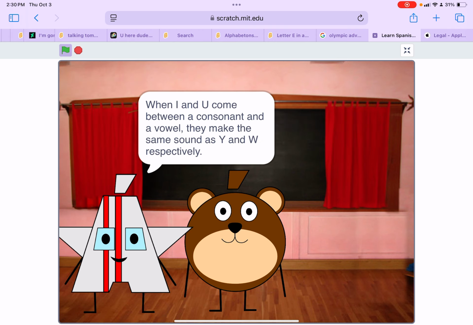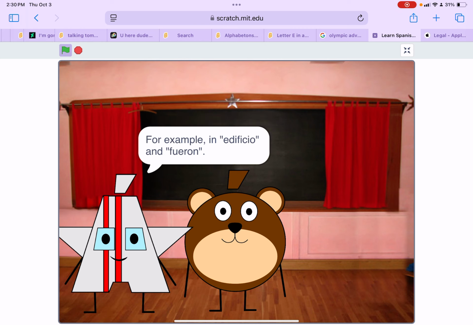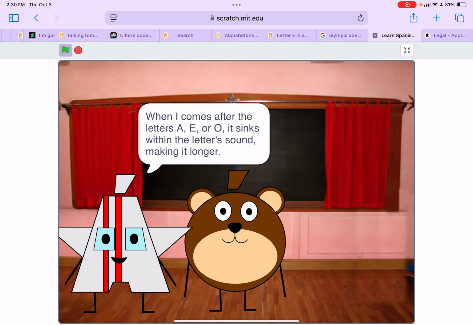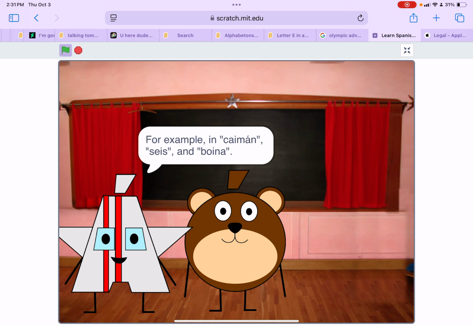Avion, come over here! The letters I and U, when they come between a consonant and a vowel, make the same sound as the letters Y and W respectively. To prevent that, put a tilde on top of the U. When the letter I comes after the letters A, E, or O, it merges within the letter's sound, making it long. For example, in caimán, to prevent that, put a tilde on the I.